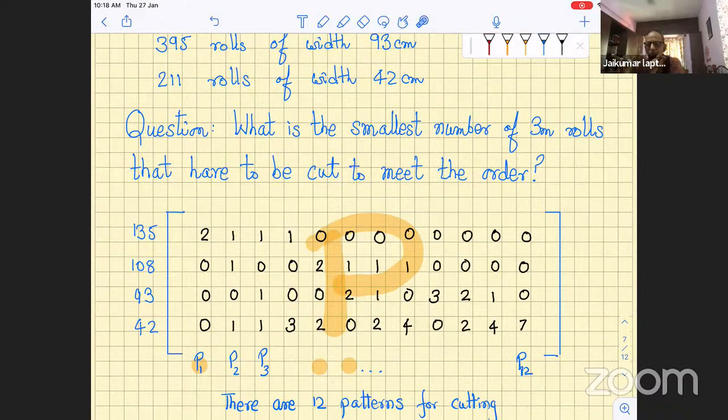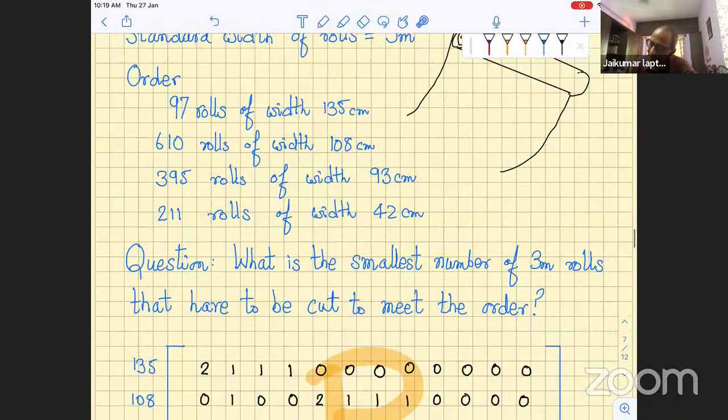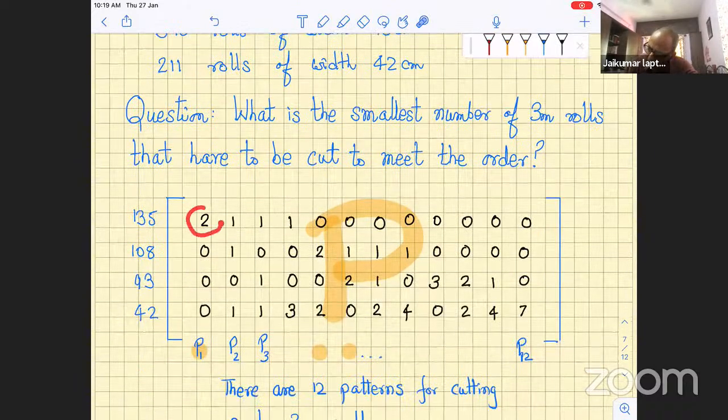So you will get 2 pieces of 135 centimeters, and then you will be left with 30 centimeters, which is now wasted because you cannot accommodate even the smallest of them in that 30 centimeters. So this is one possibility. Or you could take the roll and cut out one piece of 135, one piece of 108, and one piece of 42. And it turns out that there are 12 such configurations.